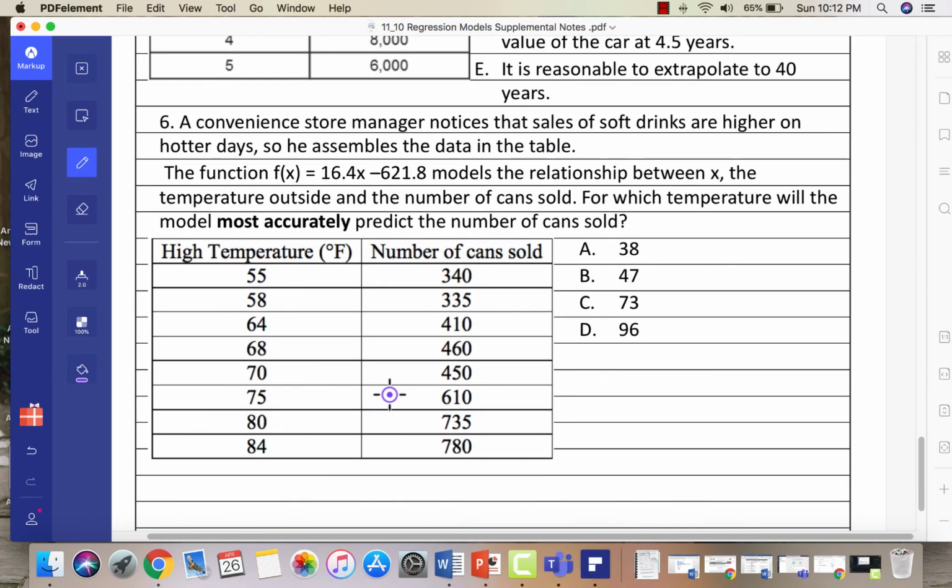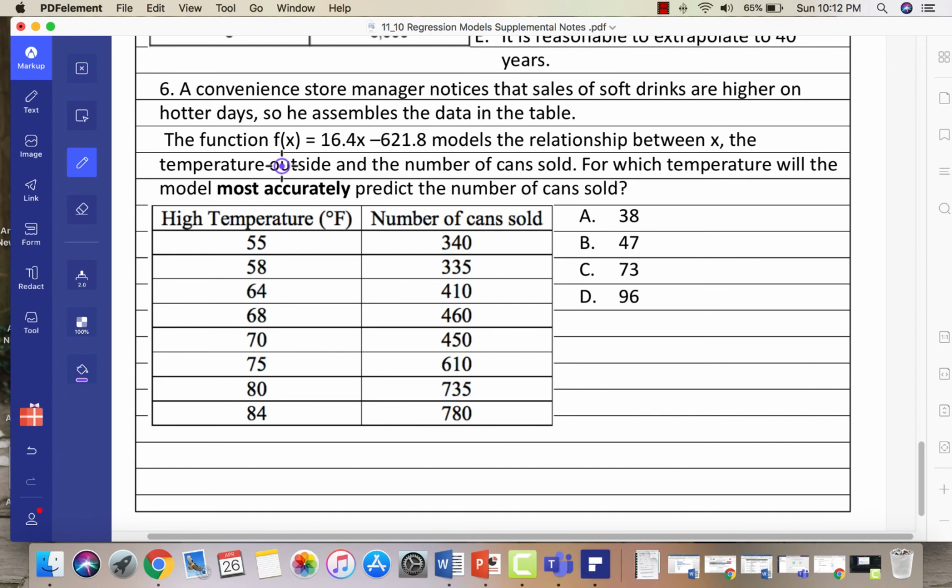All right, number 6 says, a convenience store manager noticed the sales of soft drinks are higher on hotter days, so he assembled the data in the table. The function f of x equals 16.4x minus 621.8 models the relationship between x and y, the temperature outside, and the number of cans sold. For what temperature will the model most accurately predict the number of cans sold?